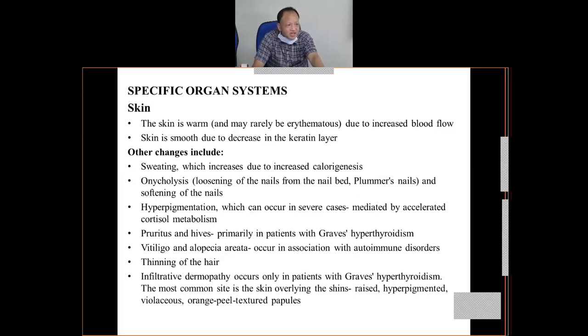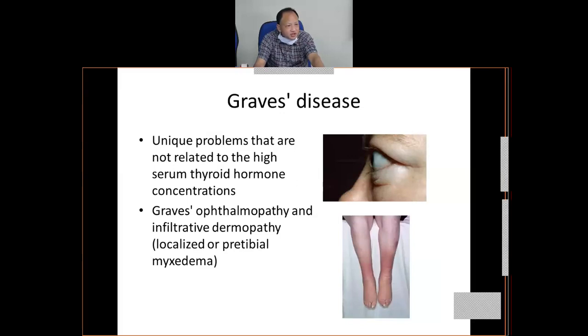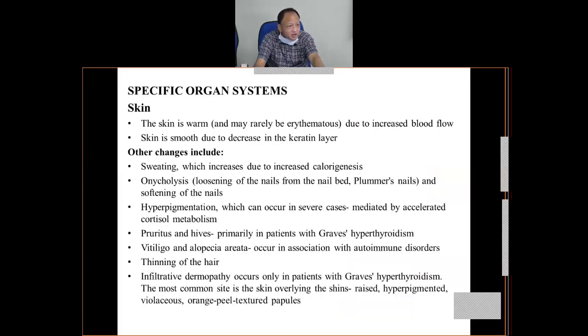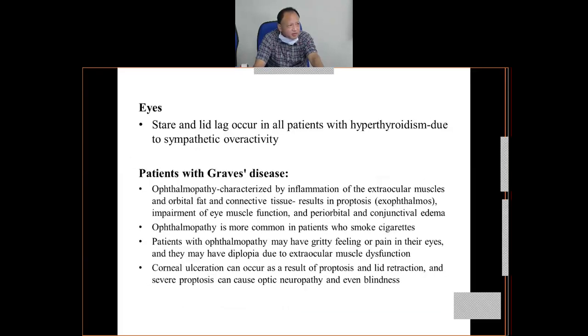Vitiligo and alopecia areata, these are usually features of autoimmune disorders. So thinning of hair, infiltrative dermopathy, okay? This is usually seen in the patient with Graves' disease, like the previous features that I showed you. Look at the shin of the person. You will see that the overlying skin is raised, hyperpigmented, violaceous, with an orange peel texture, and that is known as Graves' dermopathy.